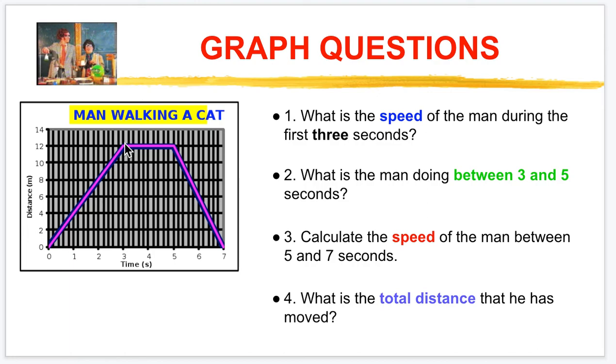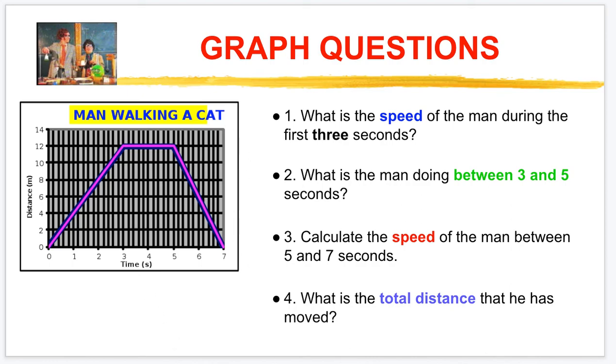What is the man doing between 3 and 5 seconds? Find it on your graph. Here's 3 seconds, 4 seconds, 5 seconds. That man is stationary. He is not moving. Maybe the cat is laying down getting a belly rub.